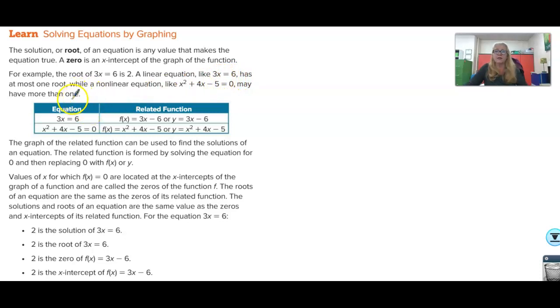Now, we're going to make the leap from equation to related function. You'll notice these examples didn't have any y's in them. They're going to give you an equation that may or may not be equal to 0.